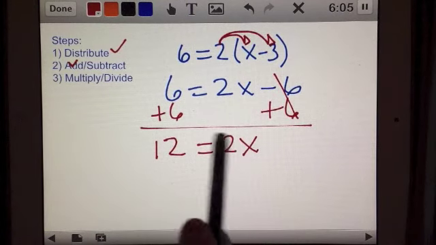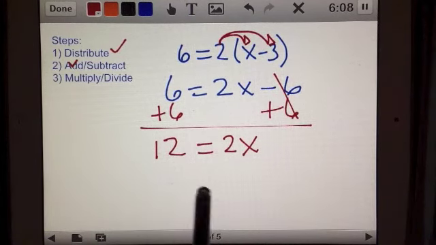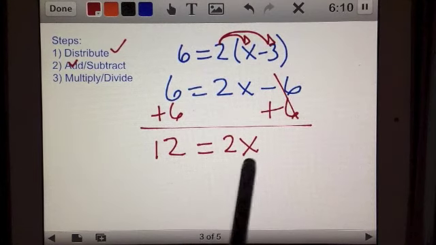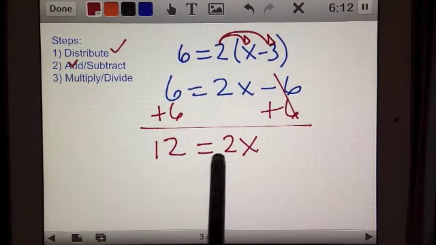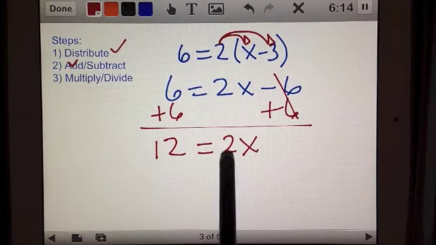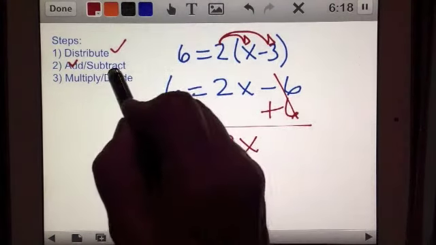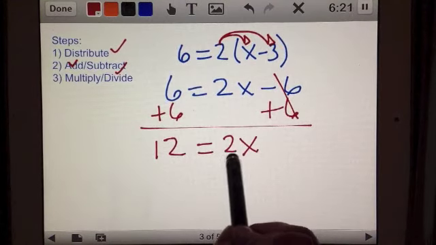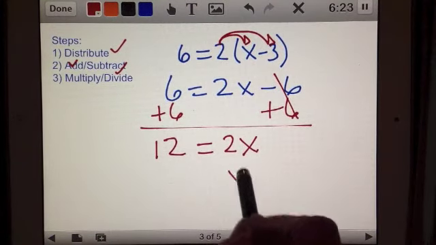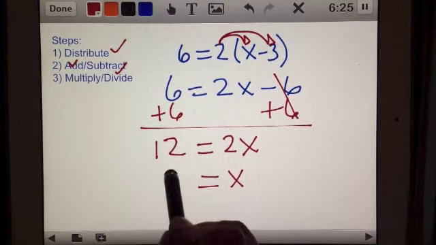I need to think about isolating the x. So let's think about what we need to do to get x by itself, to undo the multiplication of this 2. We will have to divide both sides by 2. So I'll end up with x equals 6.